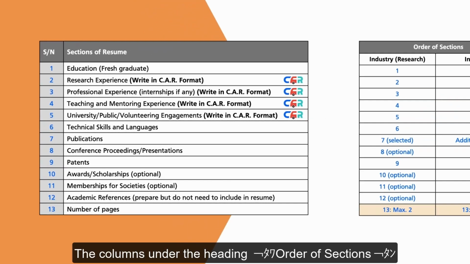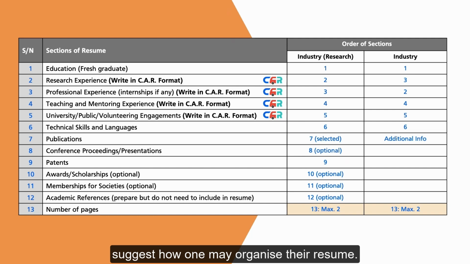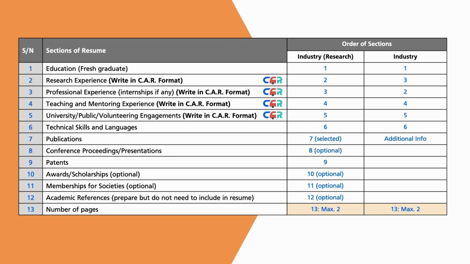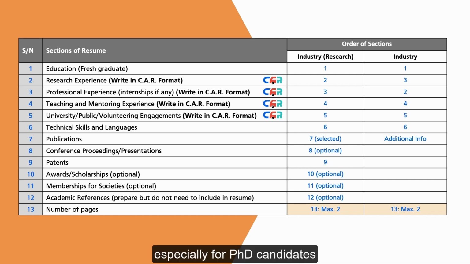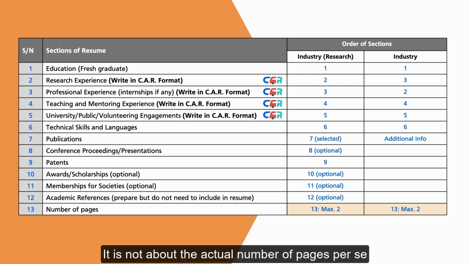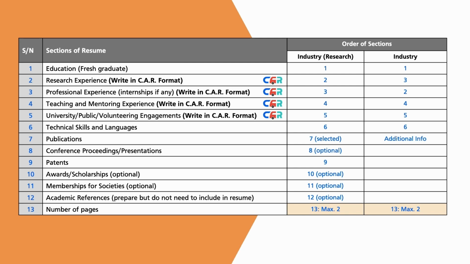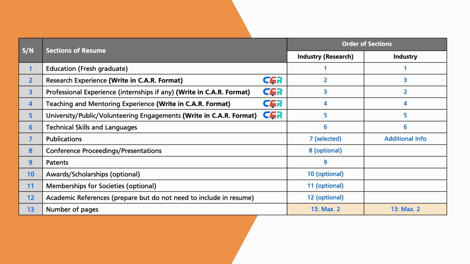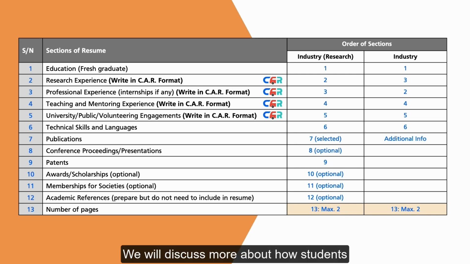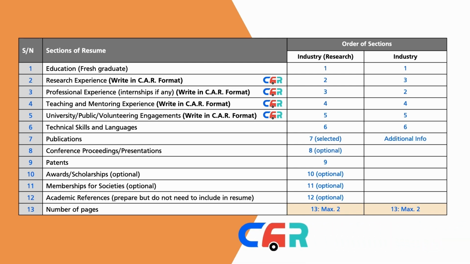The columns under the headings order of sections suggest how one may organize their resume. It is recommended to keep the resume to 2 pages, especially for PhD candidates without a prior full-time work experience. It is not about the actual number of pages per se, but rather the relevance of the details showcased in the resume. We will discuss more about how students can craft the bullet points in the respective sections using the CAR format.